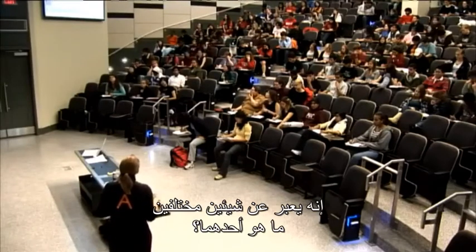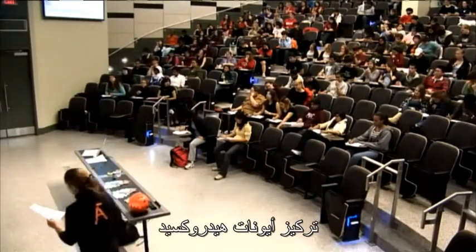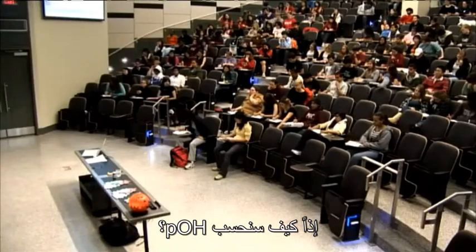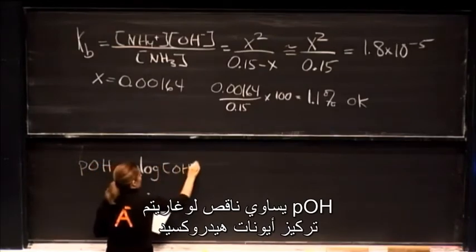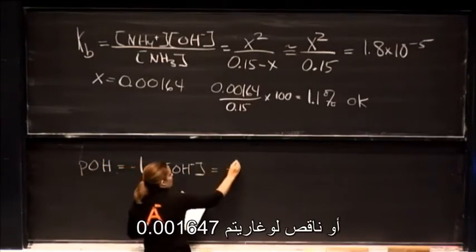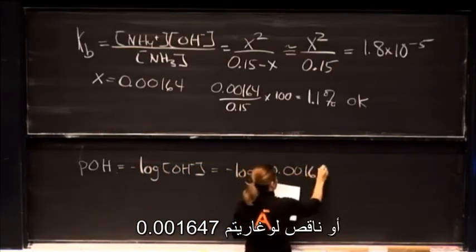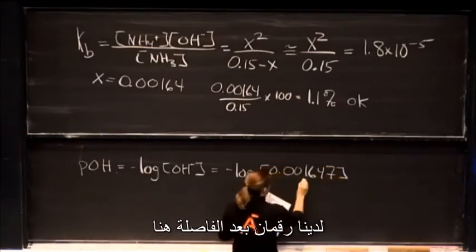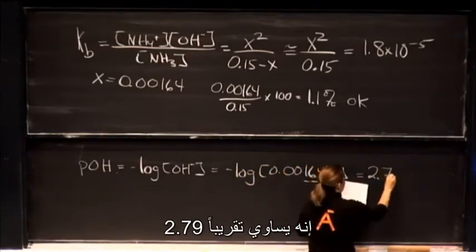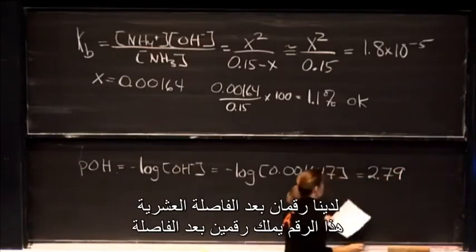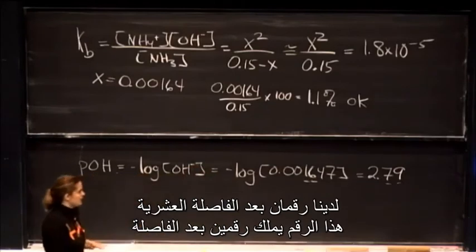It's equal to two different things. What's one of them? Hydroxide ion concentration. So what we can do is calculate a pOH. So pOH is minus log of the hydroxide ion concentration, or minus log of 0.001647. And we really only have two significant figures here. And that is going to come out to 2.79. And so we would have two significant figures after the decimal point, because this number had two significant figures in it. But I'm not done.